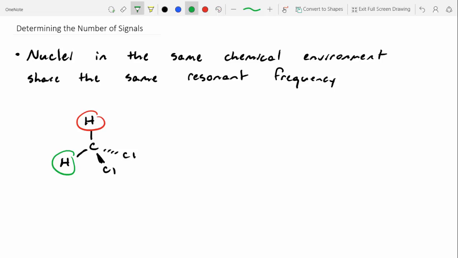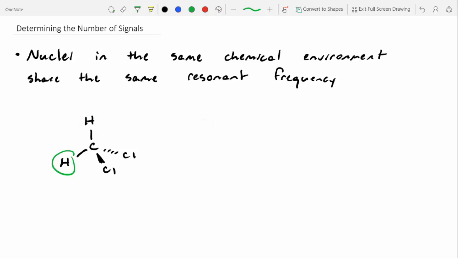Ah, it's a little bit tricky, right? If you guys actually broke out your modeling kit, you'd remember that this is tetrahedral. So the red hydrogen, when it looks down, it sees a carbon, and then it's got 2 chlorines and a hydrogen below it. The green one, if it looks down, there's a carbon, 2 chlorines, and a hydrogen below it, right? So it really comes back to this VSEPR theory that these atoms are actually in the exact same chemical environment, so we only see one signal on the NMR.